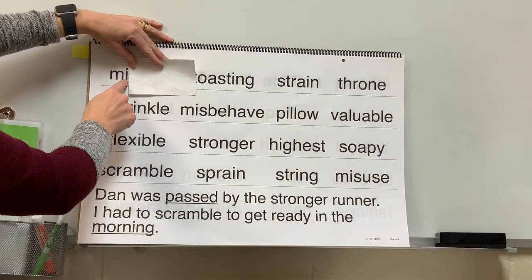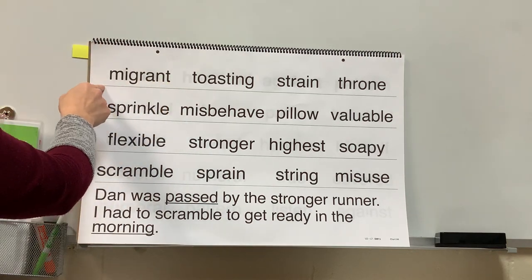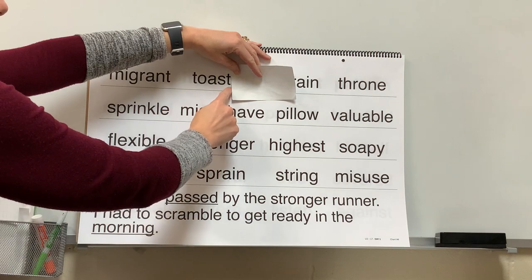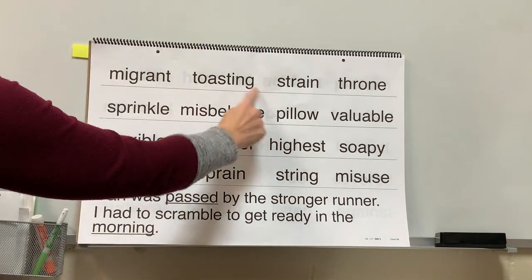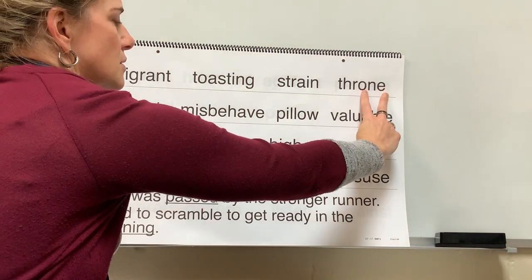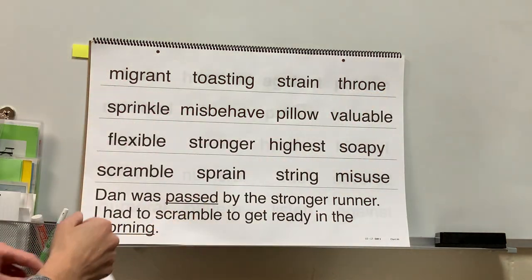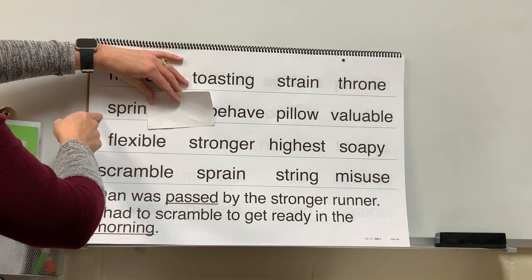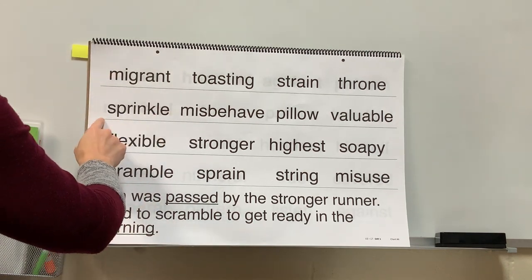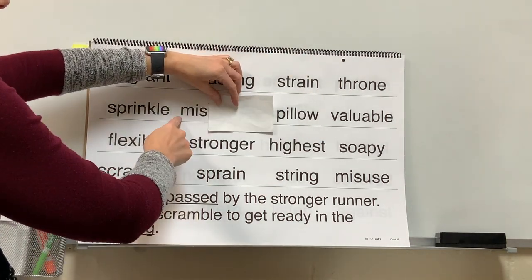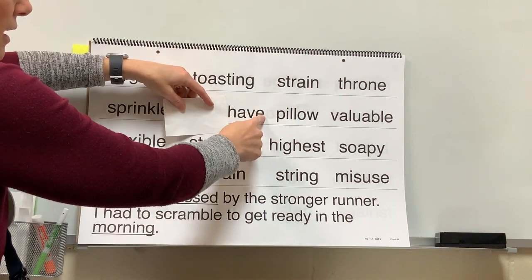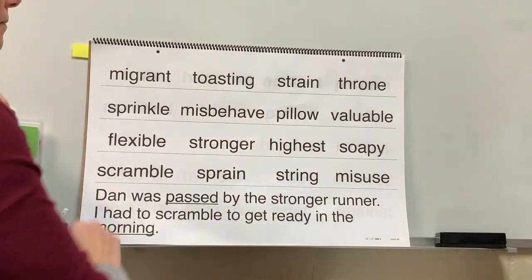Open syllable, my. Syllable, grant. Blend. Word, migrant. Base word, toast. Ending, ing. Word, toasting. Sound, a. Word, strain. Sound, o. Word, throne. Syllable, sprin. Syllable, kle. Blend. Word, sprinkle. Prefix, miss. This is a 2 syllable word. Syllable, be. Syllable, have. Blend. Word, misbehave.